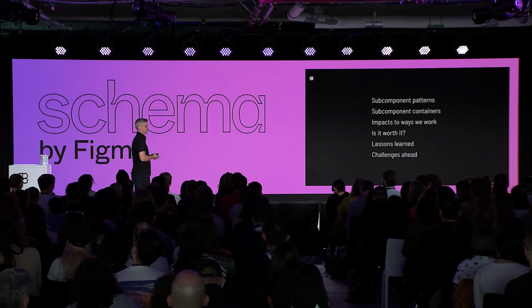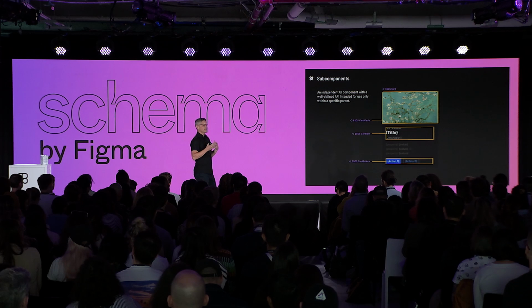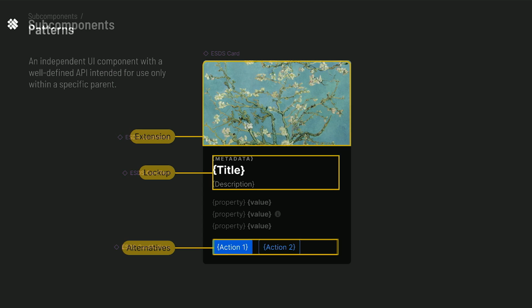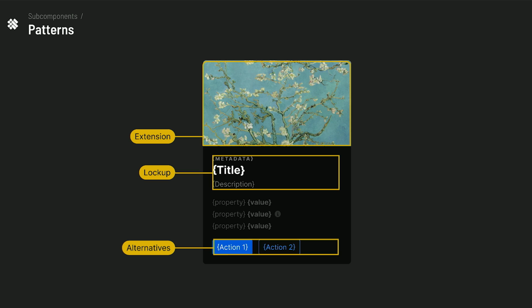Subcomponents, in terms of what they are, think of it as just smaller parts made and tailored to be used within the context of a well-defined parent. Here, you have things like card media, card text, and card actions, and by prepending the name of the component, you're creating essentially a namespace that makes it clear these components are for use within this larger thing. The three patterns I want to walk through happen to also be in cards. Things like an extension, a lockup, and alternatives. So let's just briefly look at these kinds of patterns you may encounter.